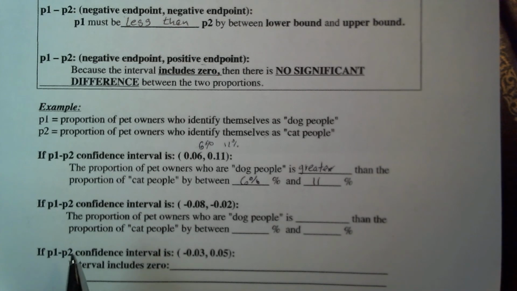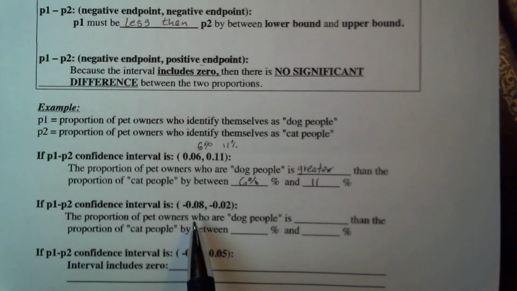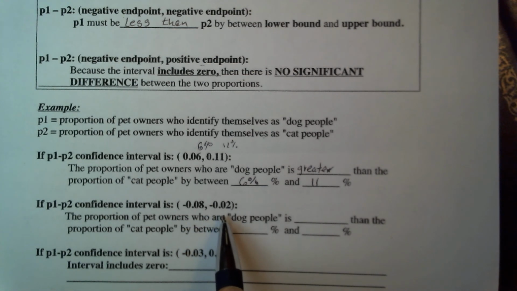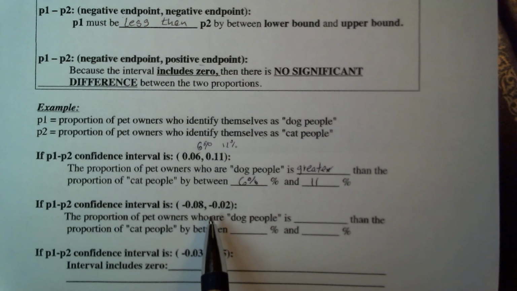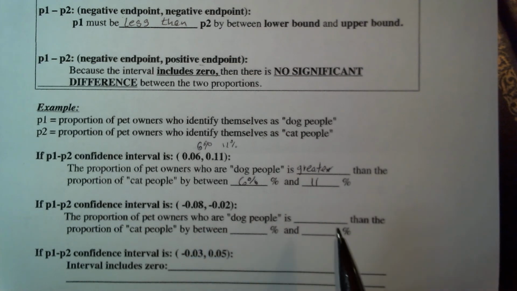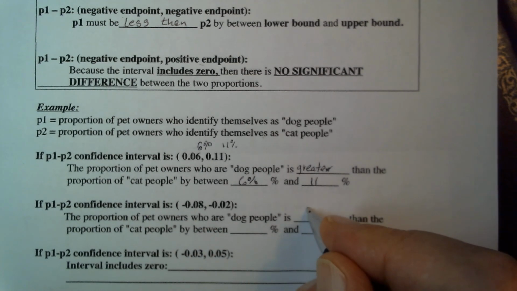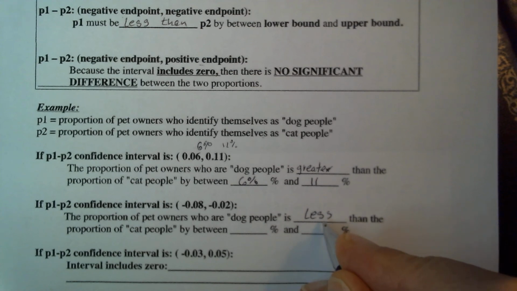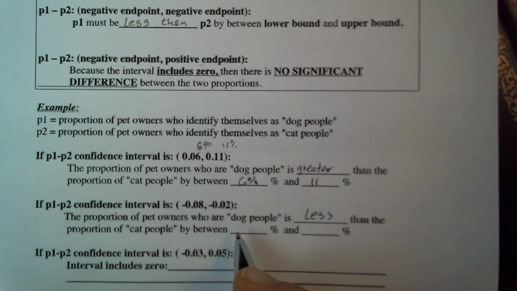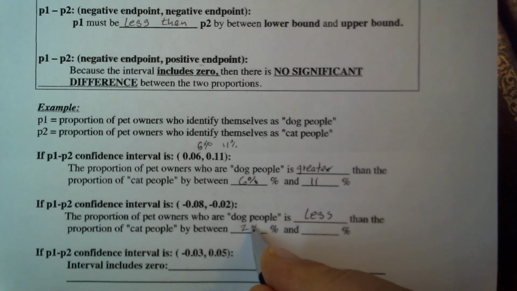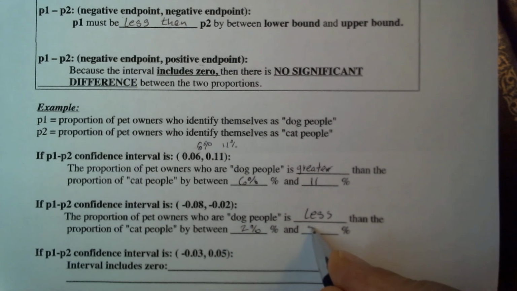Let's say the P1 minus P2 confidence interval is minus 0.08 to minus 0.02. That means the proportion of pet owners who call themselves dog people is less than the proportion of cat people by between 2% and 8%.